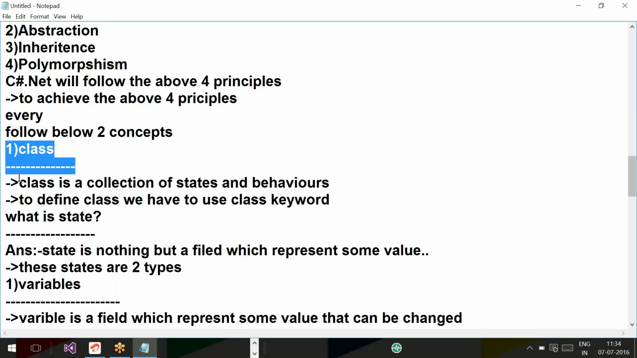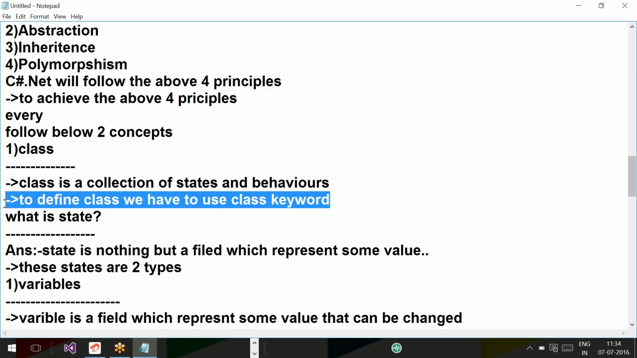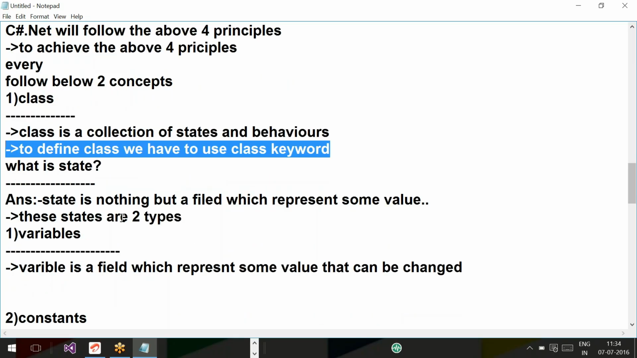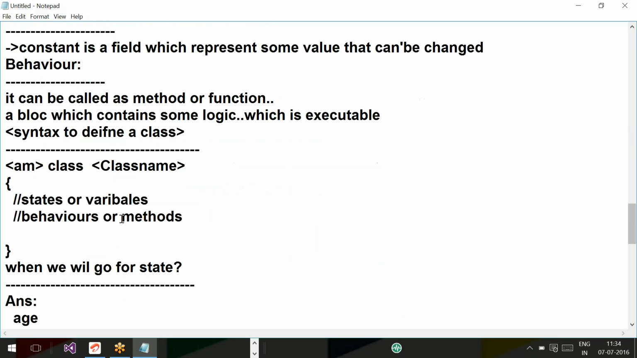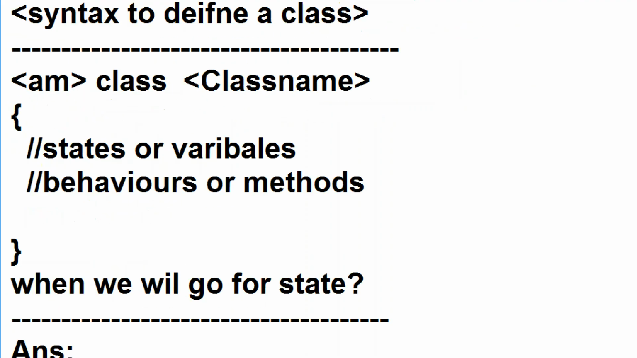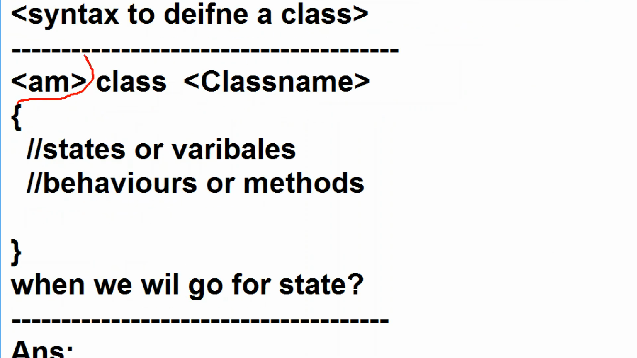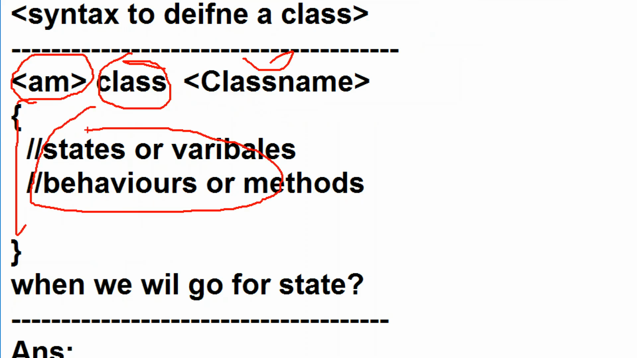Class is a collection of states and behaviors. To define a class, we have to use the class keyword, and it may contain state and behavior. State is nothing but a variable and behavior is nothing but a method. Whenever we want to define a class, the syntax is access modifier. This concept will come after two or three days. It can be public, private, protected, like that. Class is a keyword, then the name of the class, then a block which contains states and behaviors.